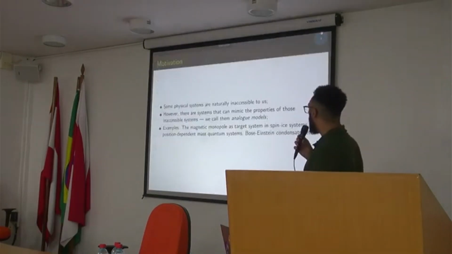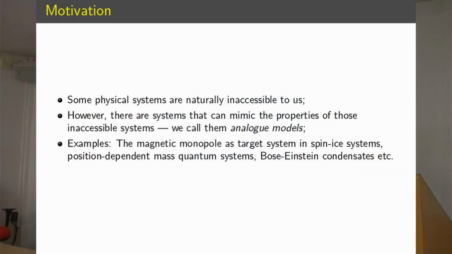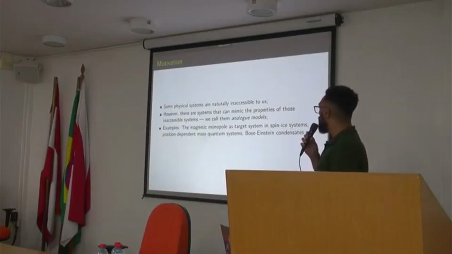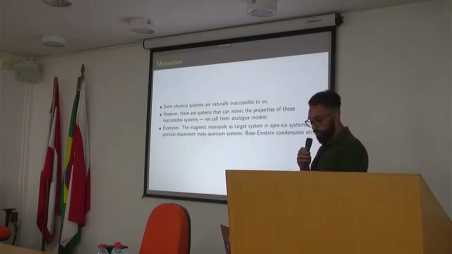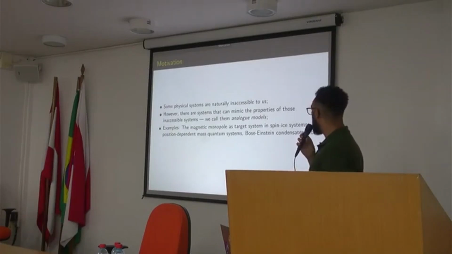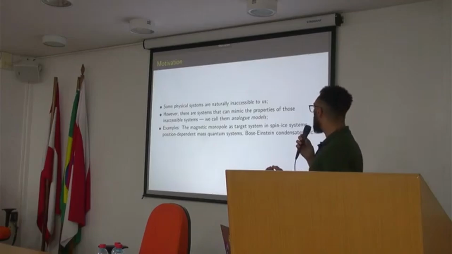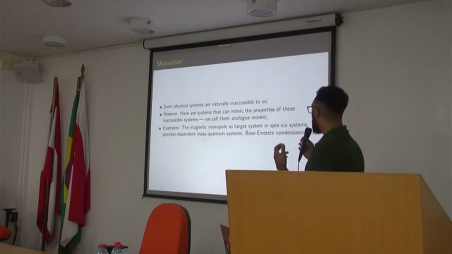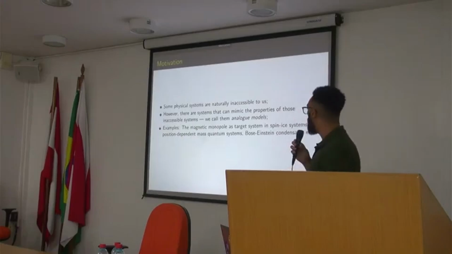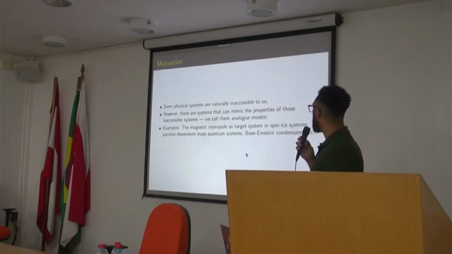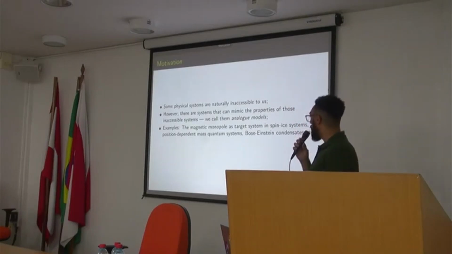So, why is it interesting to study an analog model, and what are analog models? Well, some physical systems are naturally inaccessible to us due to large scales, huge energies, etc. However, there are systems here on Earth that can mimic the properties of those inaccessible systems, and those are called analog models. For example, the magnetic monopole has never been observed in nature, but there are systems that we can build today that can manifest properties of the magnetic monopole, such as spin-ice systems, position-dependent mass quantum systems, Bose-Einstein condensates, etc. So in our case, we are dealing with a black hole.